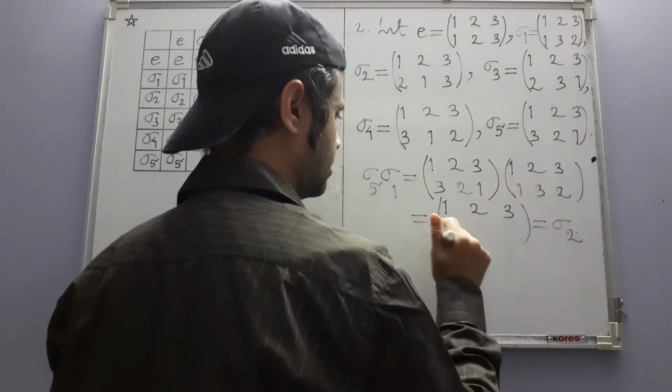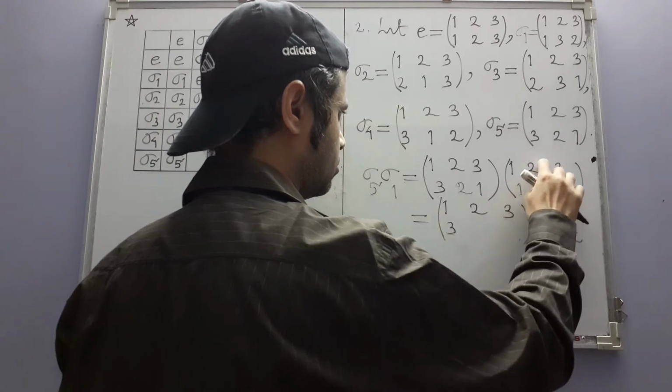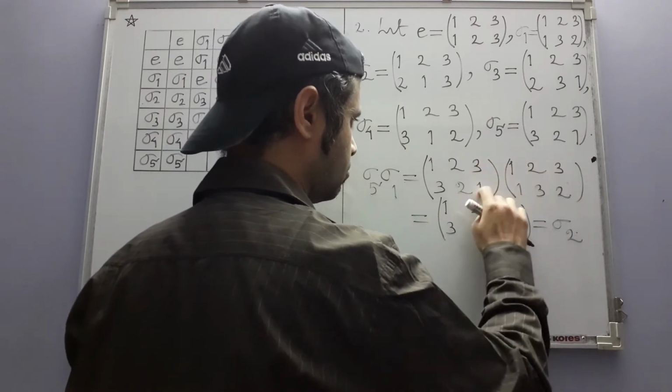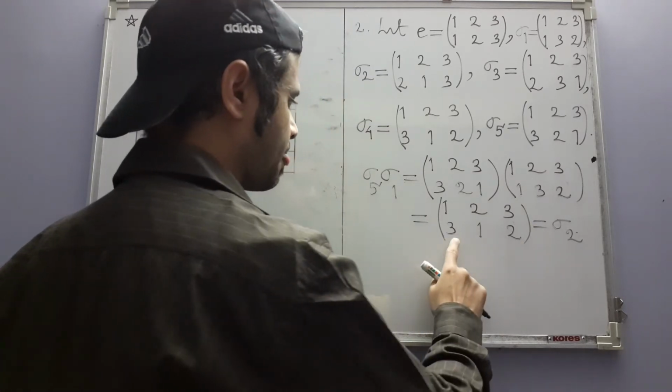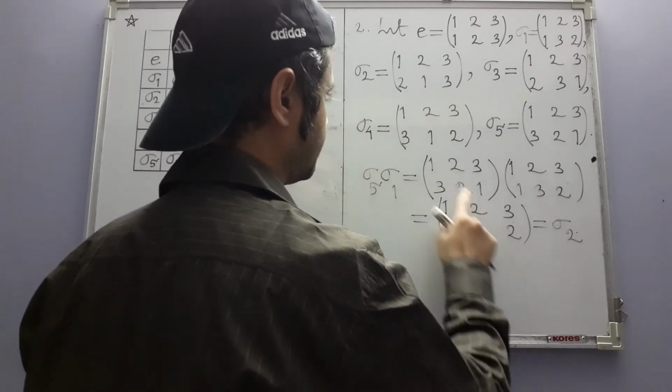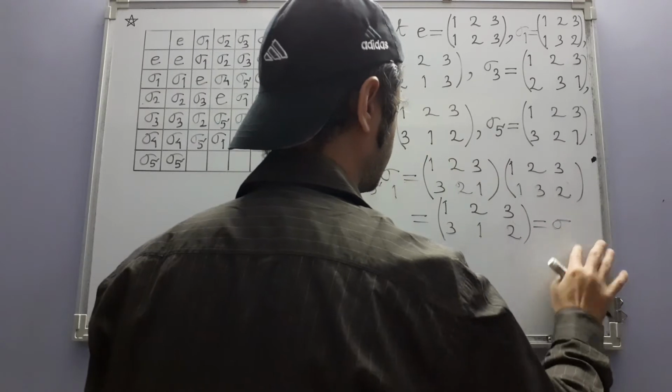One, 3, 1, 3. 2, 3, 3, 1, 2, 1. So this is 2, 3, 1, 2. 3, 1, 2 is sigma 4.